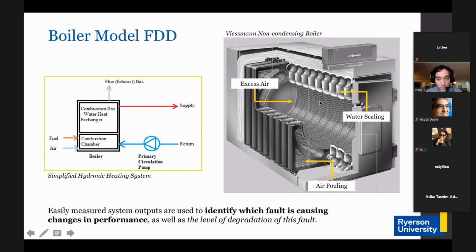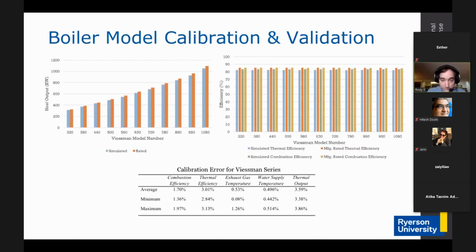So what is presented is essentially a boiler model that uses easily measured system outputs to identify which fault is causing changes in performance, but as well, this methodology shows the level of degradation of these faults, and you'll get to see what that is in further detail.